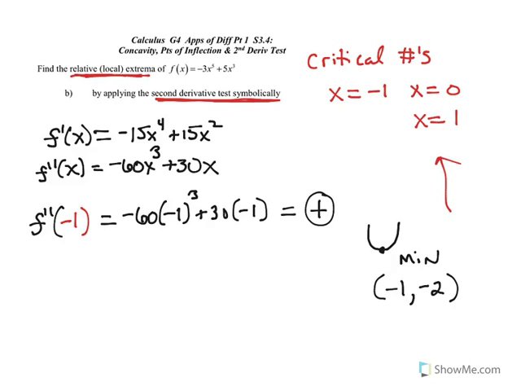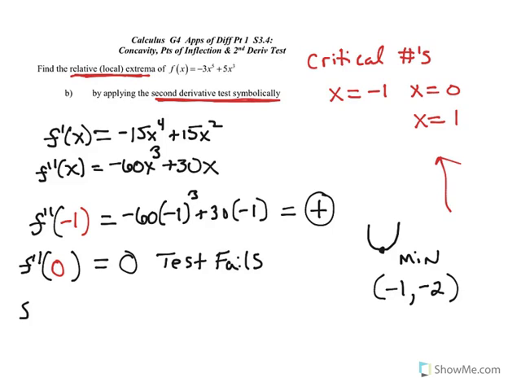Plug in another critical number. So we'll put 0 in this time. That was our critical number. That's going to get us 0s and 0s, so that's going to get us 0. So this is going to be test fails. And if you remember in part A, we didn't have a min or a max at this critical number. The graph just slowed down and flattened out for a second. So test fails, there is no min or max there.